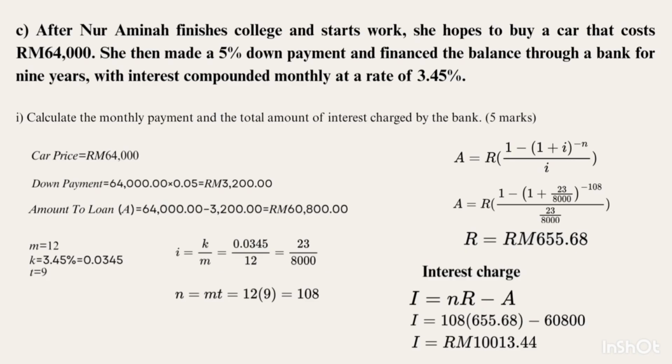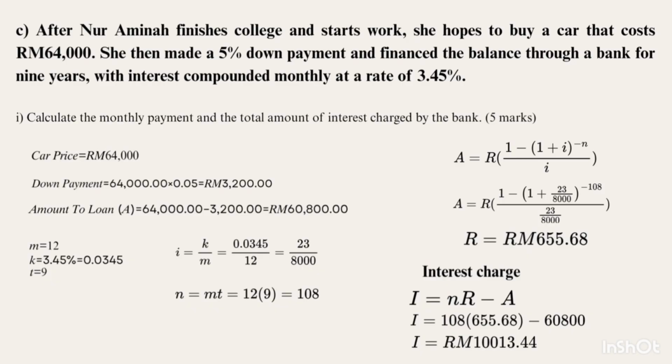Next, question number 2C. After Nur Aminah finishes college and starts work, she hopes to buy a car that costs 64,000 ringgit. She then made a 5% down payment and financed the balance through a bank for 9 years, with interest compounded monthly at a rate of 3.45%. From the situation given, we already know that the car price is 64,000 ringgit and the down payment is 5%. If we want to calculate the amount of down payment, we can multiply 64,000 ringgit with 0.05 and we will get 3,200 ringgit.